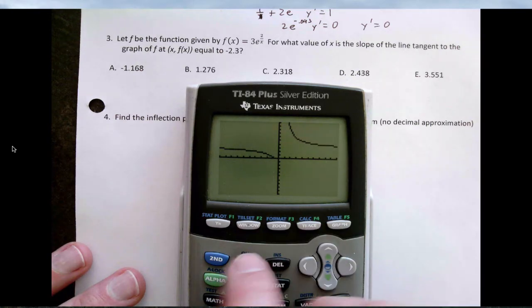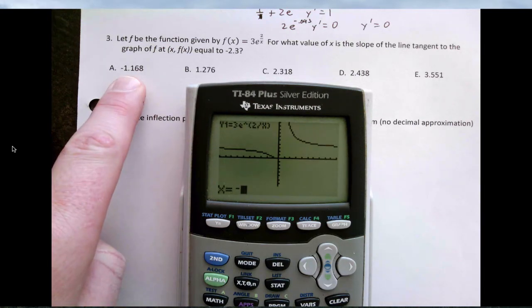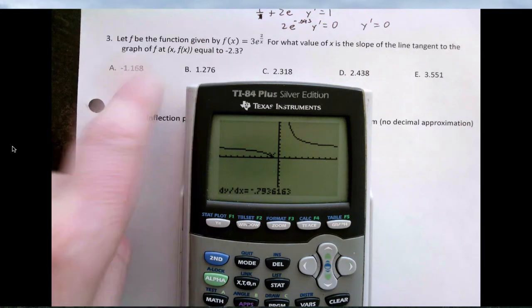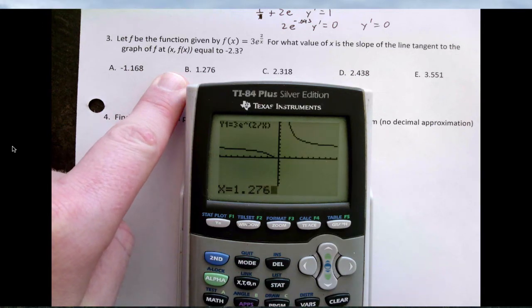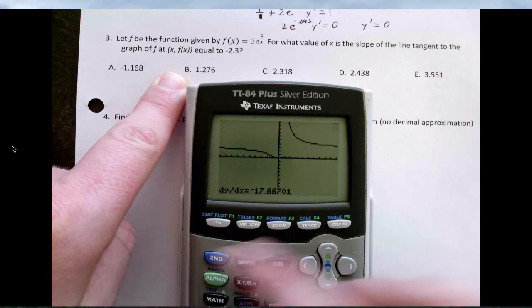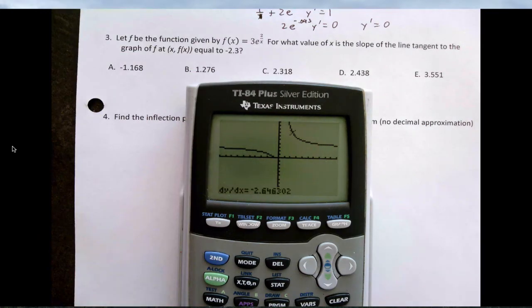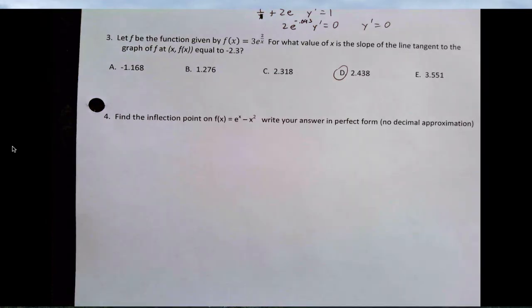Now I want the slope: second calculate 6 at my first value, negative 1.168. I'll be done if it gives me negative 2.3. It does not. Next, second calculate 6 at 1.276. Nope, not right. Second calculate 6, 2.318. So I'm trying option C. And it's close. Let's try D. Second calculate 6, 2.438. And there it is. Got it.